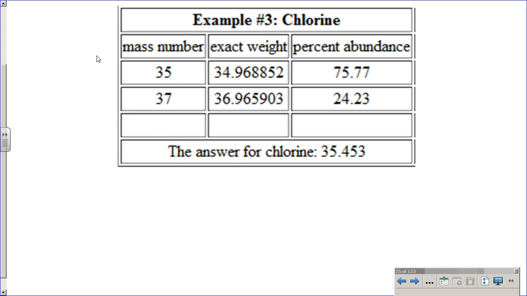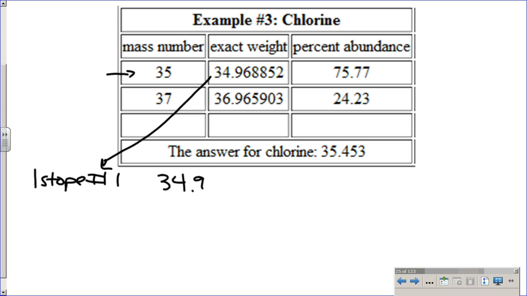What you do is you take the exact weight of isotope number 1. So isotope number 1 is this 35 one. But that's the mass number. We want to use the exact weight. So we're going to say 34.968852. That's in AMUs, or atomic mass units. And we're going to multiply this by its percentage, its relative abundance percentage.